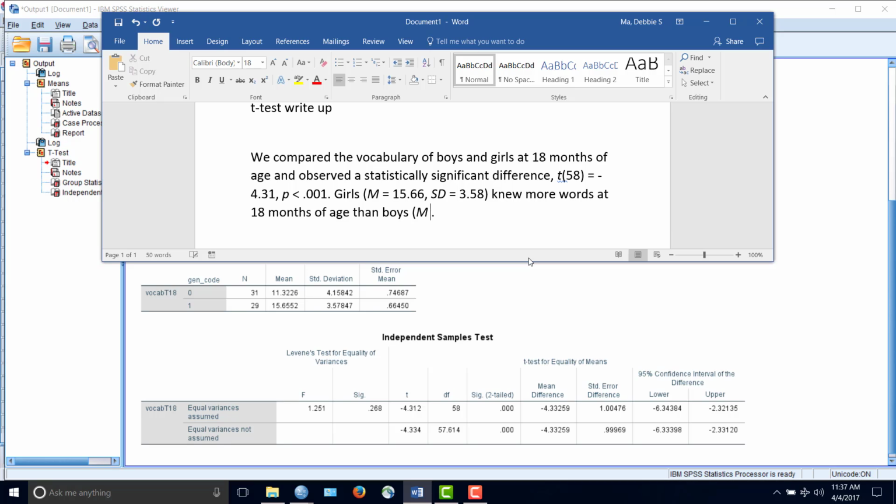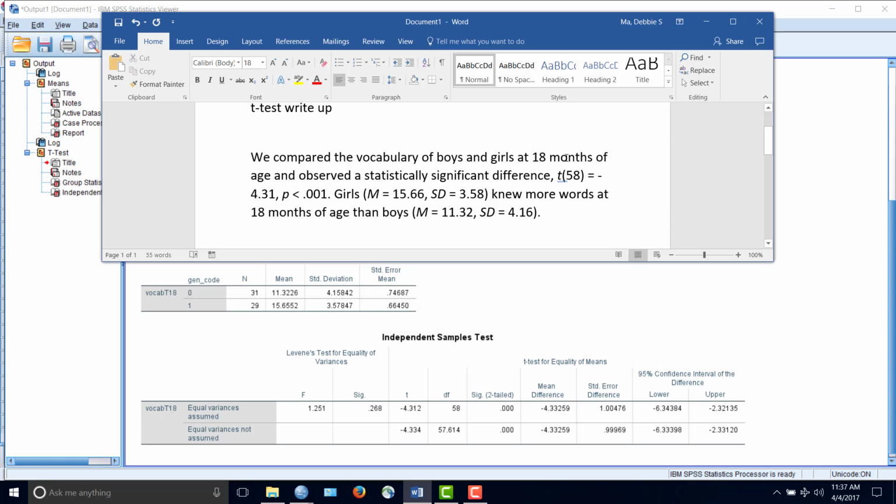So I want to be able to tell my readers what the vocabulary was of these individuals. So we'll do this. Equals 4.16, like that. Okay? And this is how we write it up.